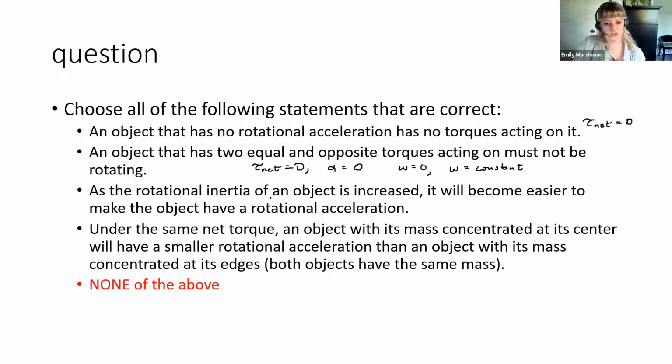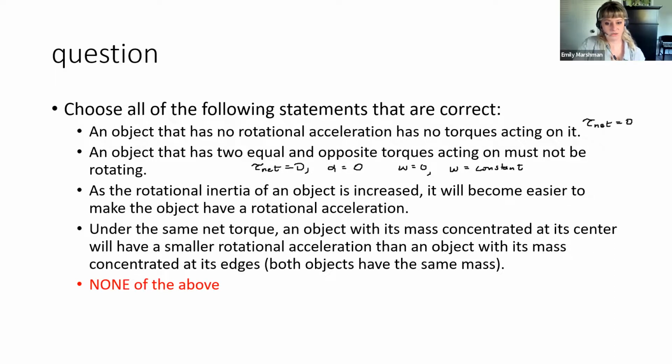As the rotational inertia of an object is increased, it will become easier for the object to have a rotational acceleration. That's false. You saw on that little animation that as the rotational inertia goes up, it's slower to start spinning, and it has a slower rate of rotational acceleration.